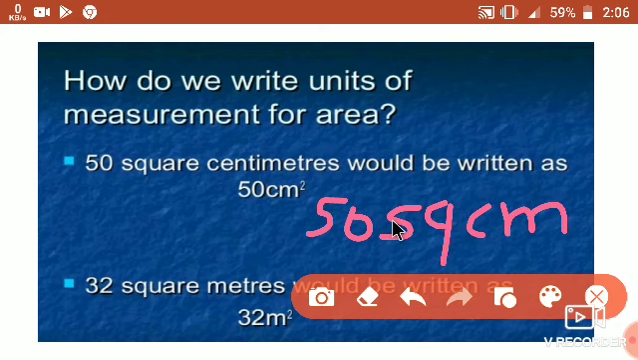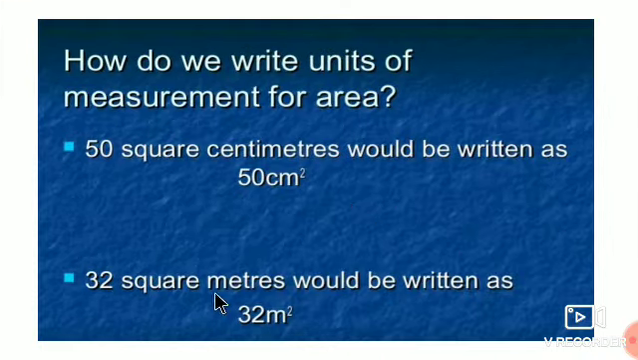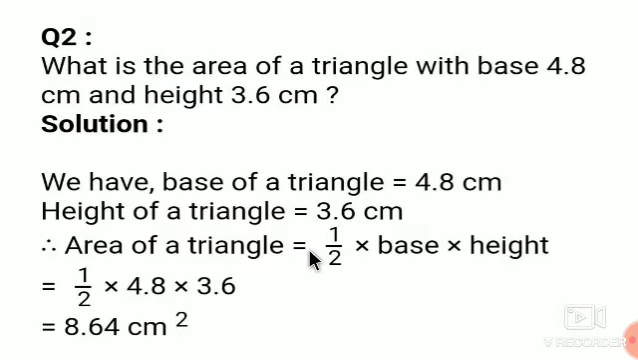Meaning is same. Understood? But while writing, we have to write the short form SQ for the square, and for centimeters we will write the cm. Same way we can write for the meter also. 32 square meters would be written as 32 meters square, or you can write 32 square meter. Understood how to write it? Let's see one example now.